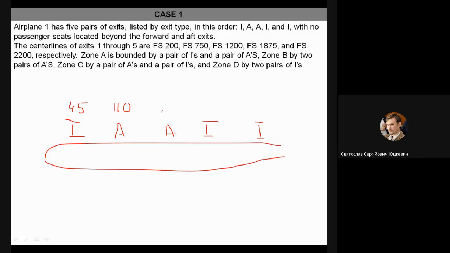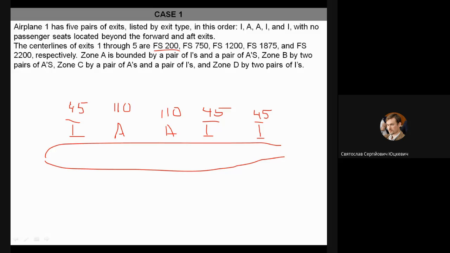110, 110, then 45 and 45 passengers. What about the locations of them? They are located on fuselage station 200. What does it mean 200? FS 200, the lower floor beam. It's a zone of the aircraft.